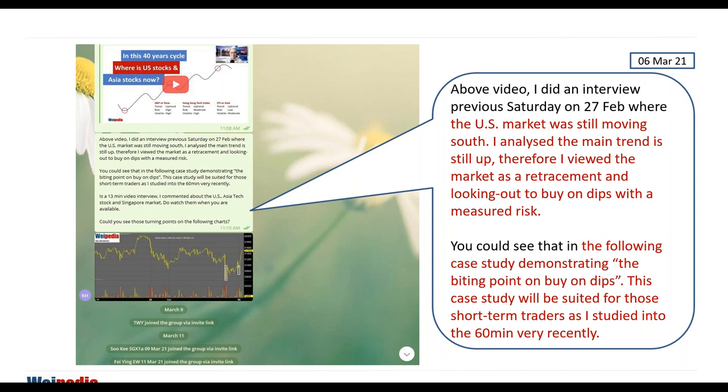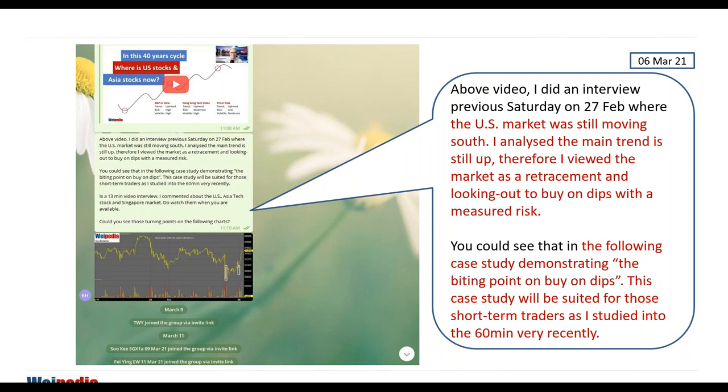I had an interview with the media. So I posted this on the 6th of March. I said that the US market was still moving south. That means it kind of came off. End of February to the beginning of March, the markets came off quite badly. So a lot of people were very frightened. But I wanted to comfort those traders.